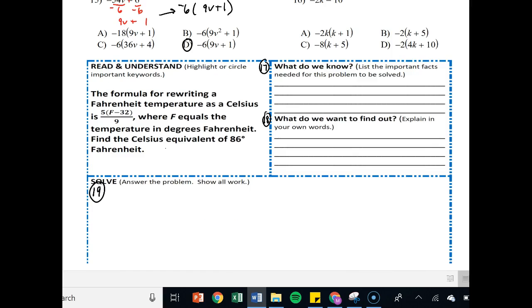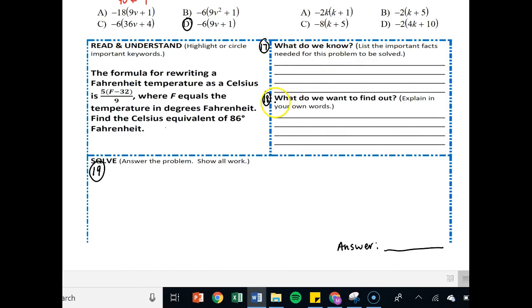And lastly, I'm going to have you go ahead and make sure you fill out 17, 18, and then 19. It basically says you got this expression here. This is 5 parentheses F minus 32 divided by 9, where F equals the temperature in degrees Fahrenheit. Figure that out if the temperature was 86 degrees. Basically just taking 86 and plugging it in and figuring out the temperature.